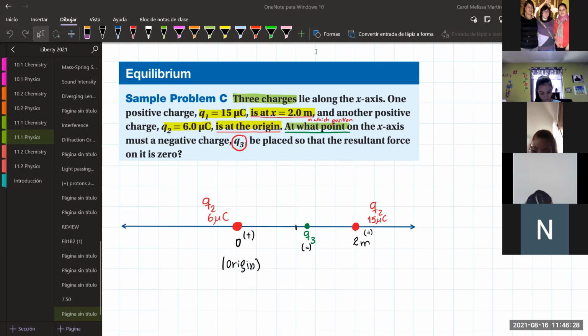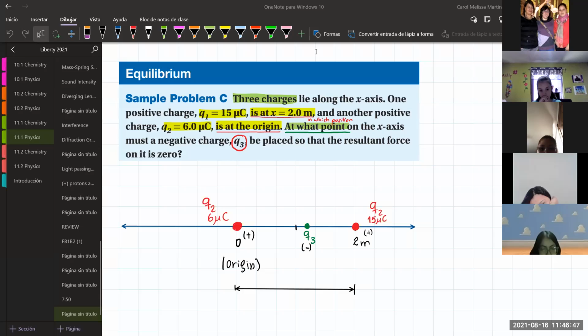Now, I'm going to show you something. I need to locate information in this sketch. So for that, I'm going to write more information. What distance do I have here?